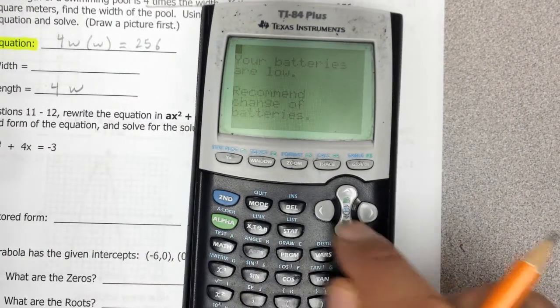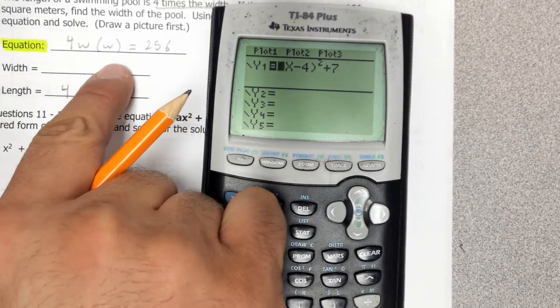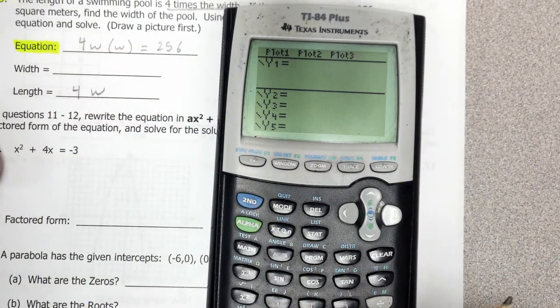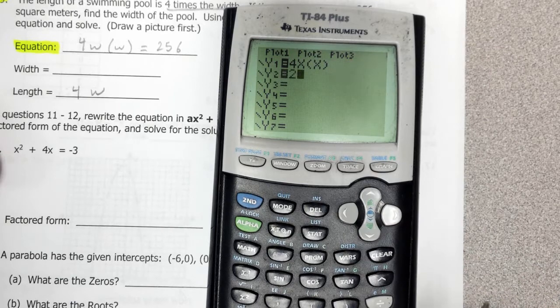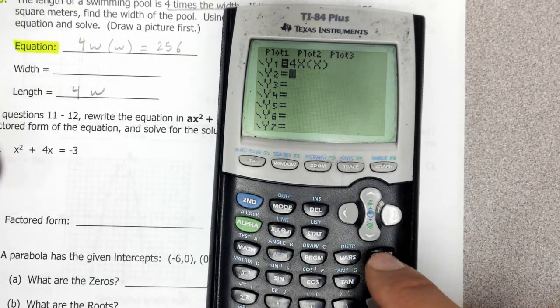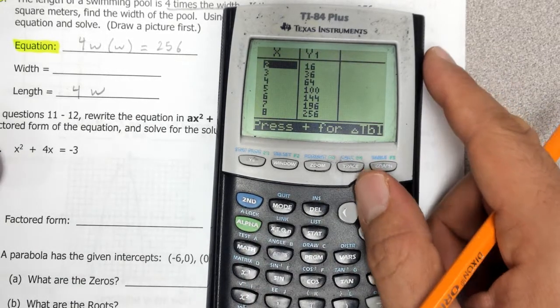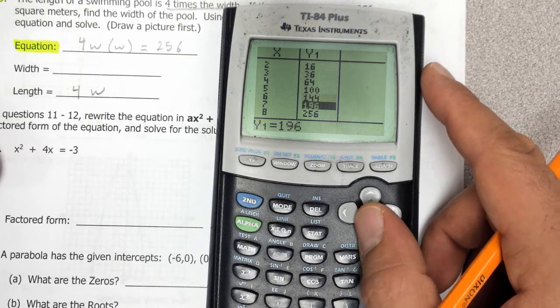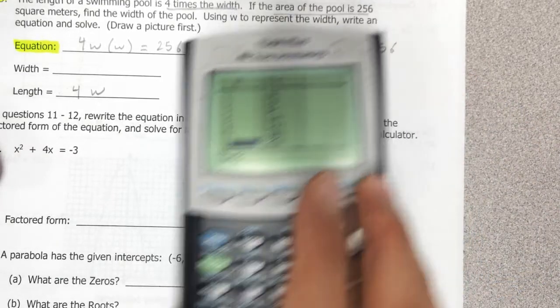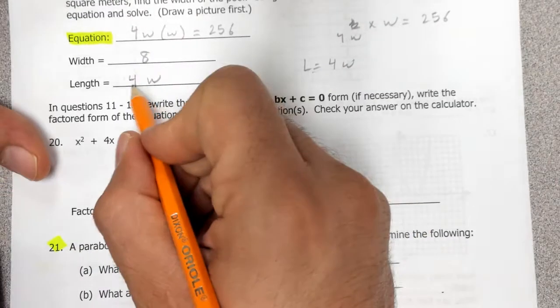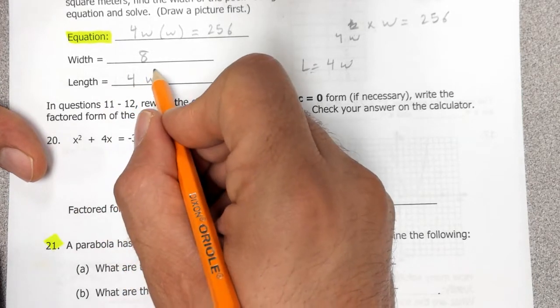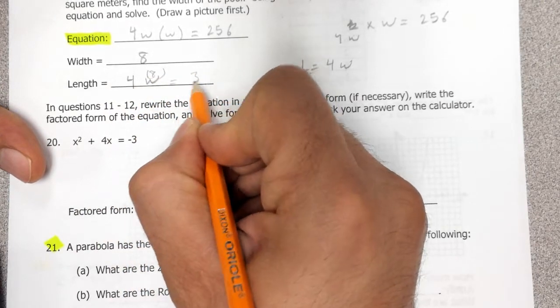Now in order to solve this, all you have to do is plug into your calculator. A lot of times you look at an equation and it doesn't seem to have the right letters, so you change it and put the correct letters there. 4x times x equals 256. Now I either put 256 here, or I could just look at the table over here for 256. It's the same thing. There it is. The answer is 8. Now the letter we're solving here is W, so width is 8. What I do know about the length is it's 4 times the width, so that's 4 times 8, which is 32.